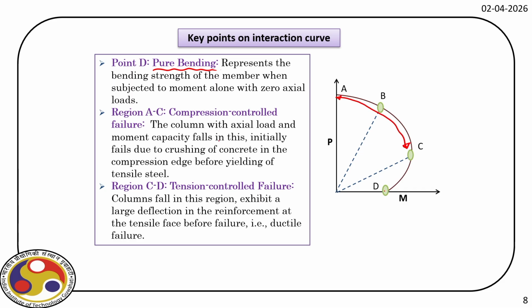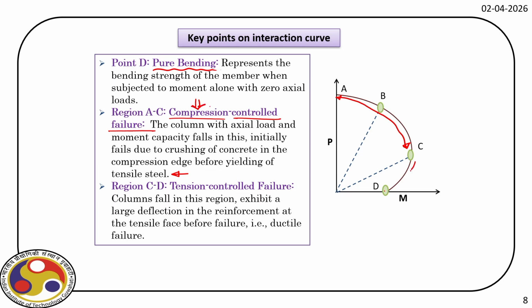Now the region AC, which is here, if I mark this particular region, it is compression controlled failure. The column with axial load and moment capacity falling in this region initially fails due to crushing of concrete in the compression edge before yielding of tensile steel, because it is governed by compression.